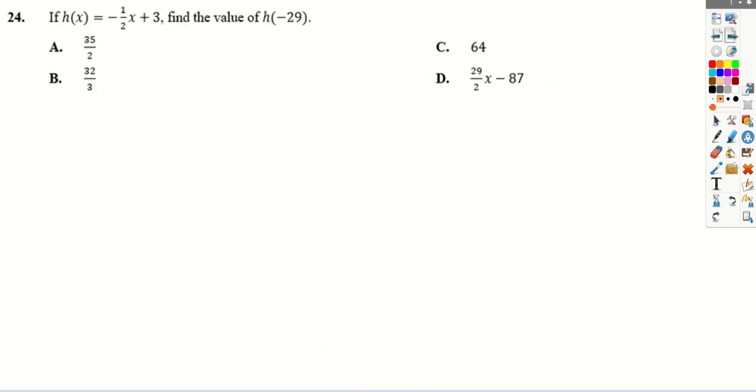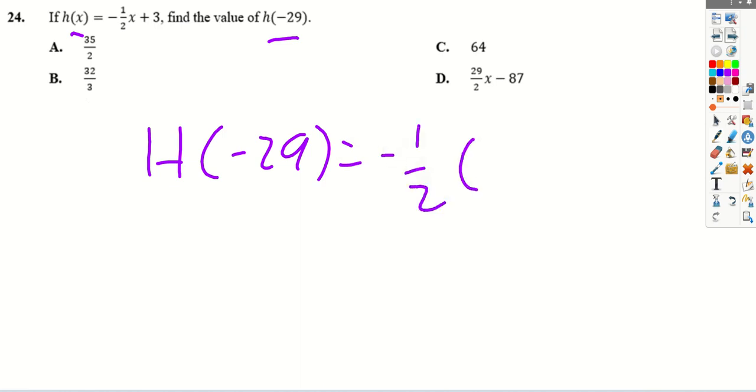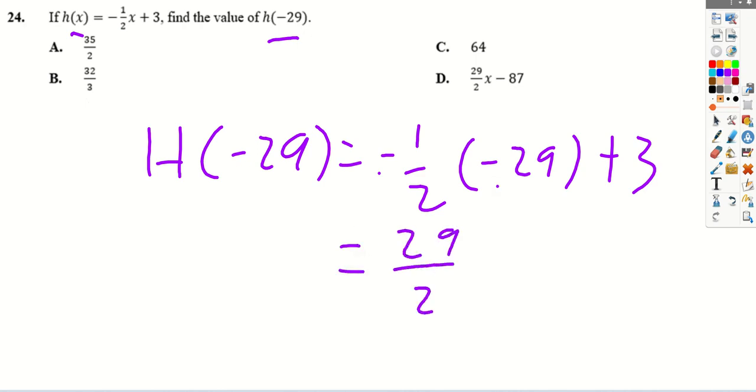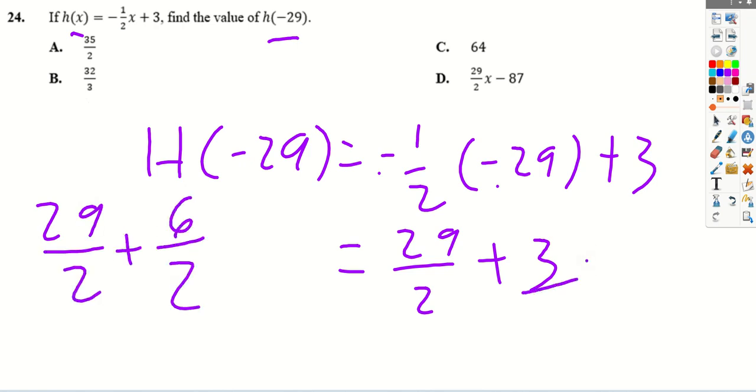Okay. When h is this number, that means replace x with this number. So then I have h of this number is equal to replace x with that same number. So then negative, negative, make a positive. And then 1 times 29 is 29. Okay? And then 29 and 3 don't work together, so I'm going to make both of them into a fraction, because I multiplied both the top and the bottom by 2. Add those together, I get 35 over 2.